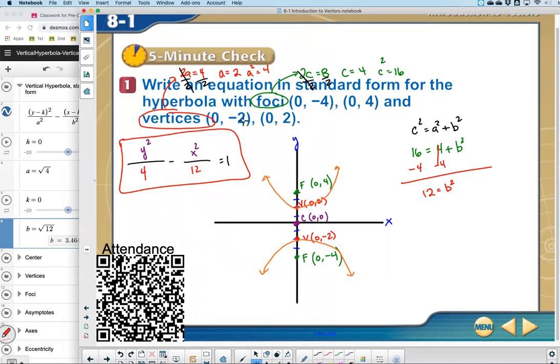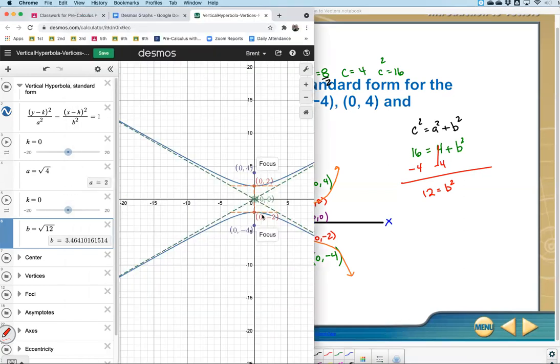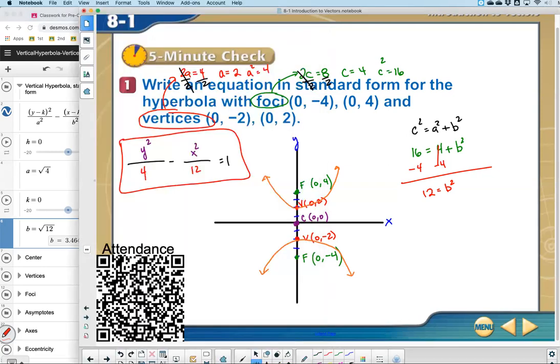They also gave us vertices at 0, negative 2, and 0, positive 2. If I click them, it says vertex, vertex. Those are my vertices. So we did it correctly. That's number 1. All right, let's take a look at number 2.